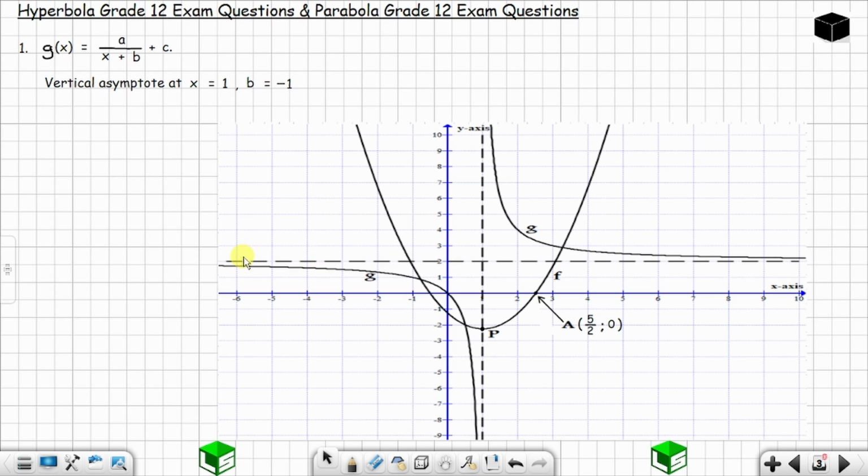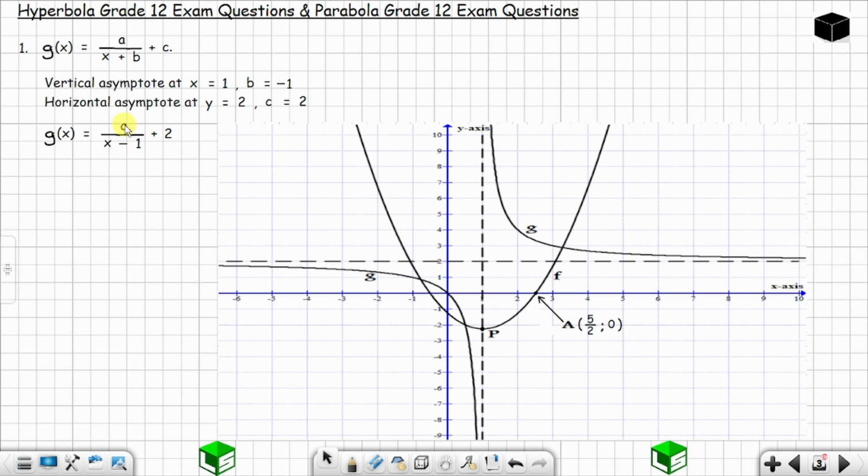Now you have the value of b. There is also a horizontal asymptote. This horizontal asymptote for this hyperbola is at y is equal to 2. You can see this is 0, 1, 2. From this, you know that the value of c is going to be equal to 2. It could have been q, but in this case they are using c. Now you have the values of b and c, so we can substitute b and c in the equation of g of x.